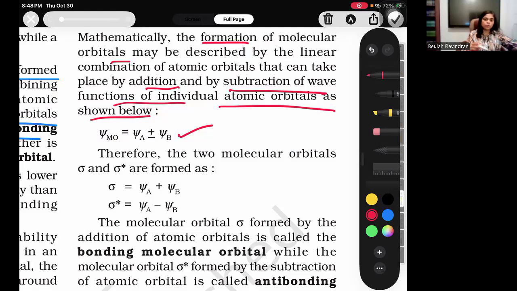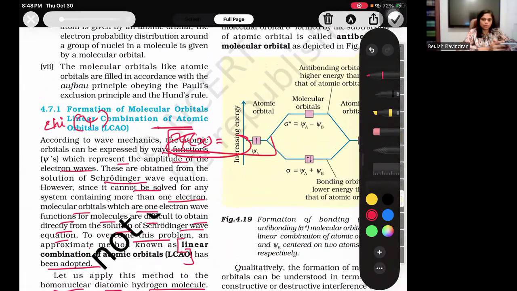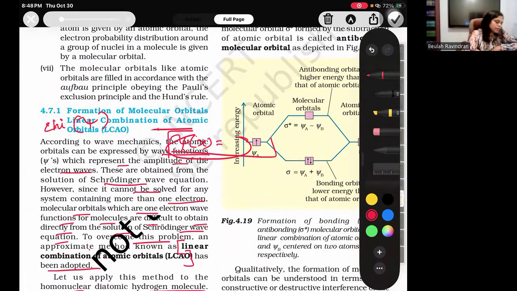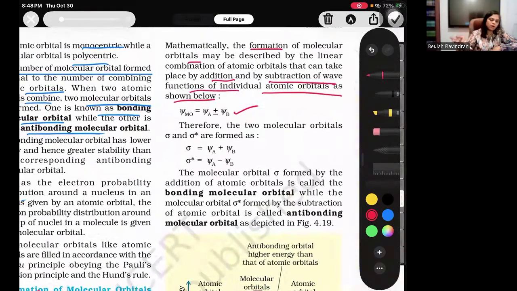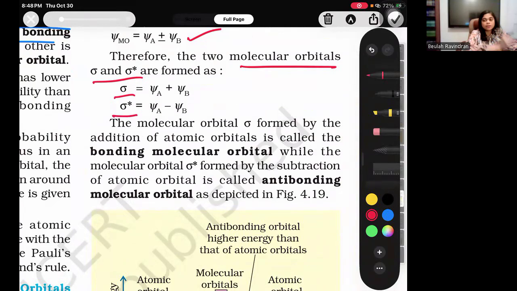You are going to apply now what method? The linear combination of atomic orbitals. We are going to combine the atomic orbitals. You must see this: these two functions are now added or subtracted. If added, two molecular orbitals are formed, I told you, no? One is bonding, another is anti-bonding. The sigma asterisk represents the anti-bonding. Sigma is bonding. So the bonding molecular orbital and anti-bonding molecular orbital are explained here now.